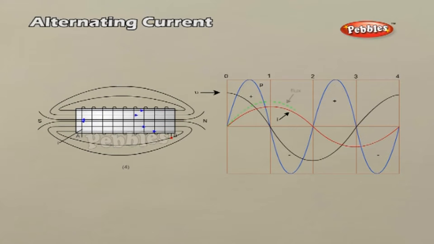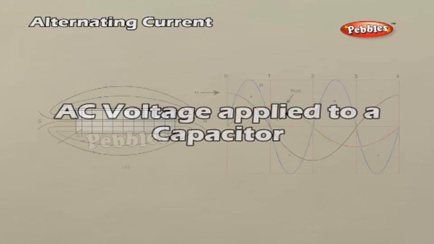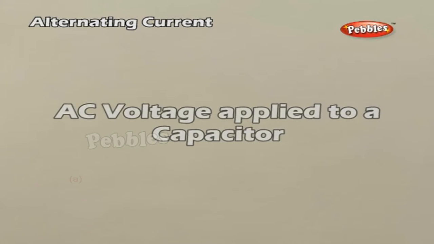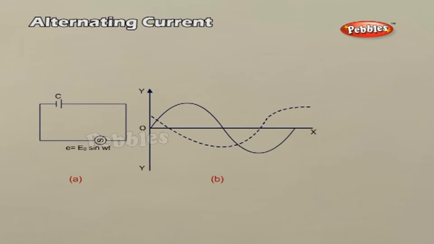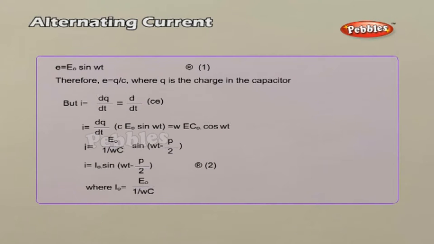AC voltage applied to a capacitor. An alternating source of EMF is connected across a capacitance C. It is charged first in one direction and then in the other direction. The instantaneous value of the applied EMF is given at any instant. The potential difference across the capacitor will be equal to the applied EMF. Hence, a capacitor offers infinite resistance to DC, but not to AC. The capacitive reactance varies inversely as the frequency of the AC and also inversely as the capacitance of the capacitor.